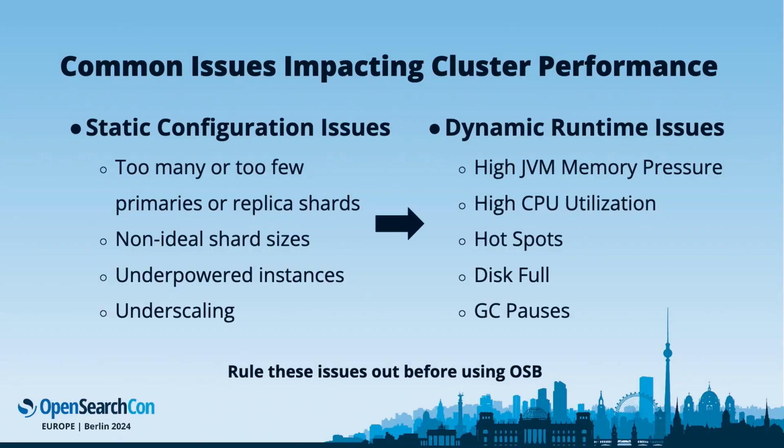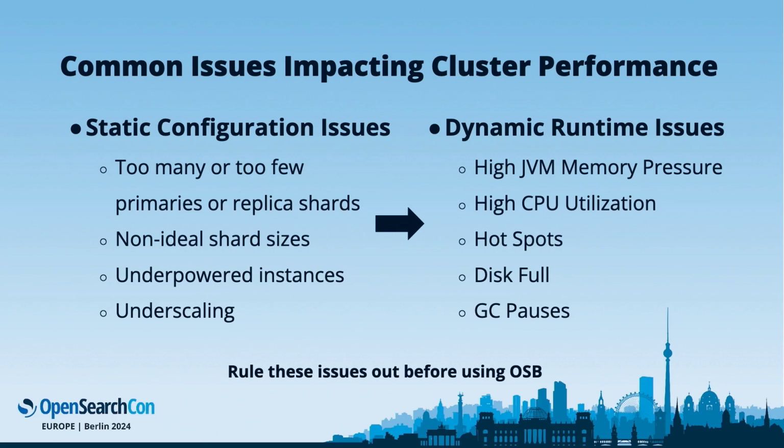And the first common issue is static configuration issues. These are a little bit more subtle, but usually clusters might have too many primaries or too few replicas. The shard sizes might not be ideal. You might have underpowered node types, or maybe you just don't have enough nodes. These can often lead to bigger issues, such as dynamic runtime issues like high JVM memory pressure, high CPU utilization, hotspots, and even GC pauses.